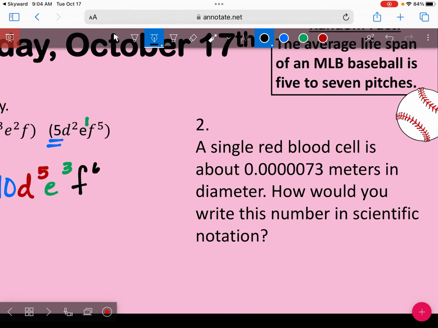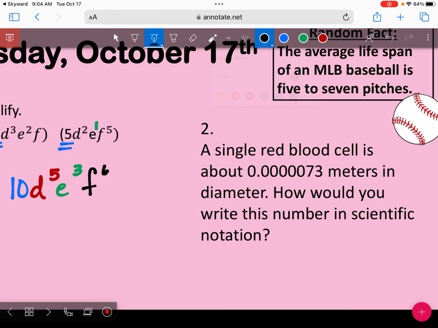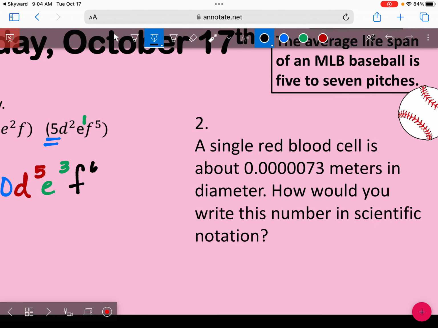So again, how many hops for me to move my decimal, which is right here? I want to move it between the 7 and the 3. So it's going to be 7.3 times 10. Go ahead and count how many hops.